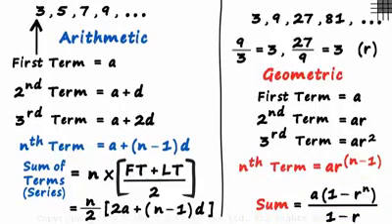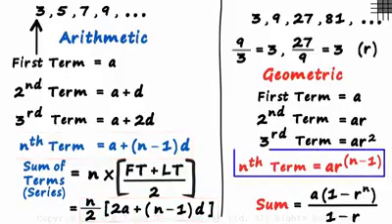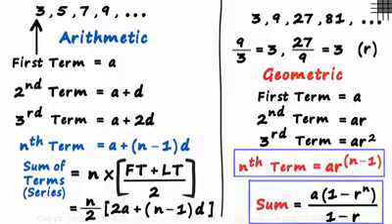So the 4 things you should know for the exams: nth term and sum of terms for an arithmetic sequence, and the nth term and sum of terms for a geometric sequence.